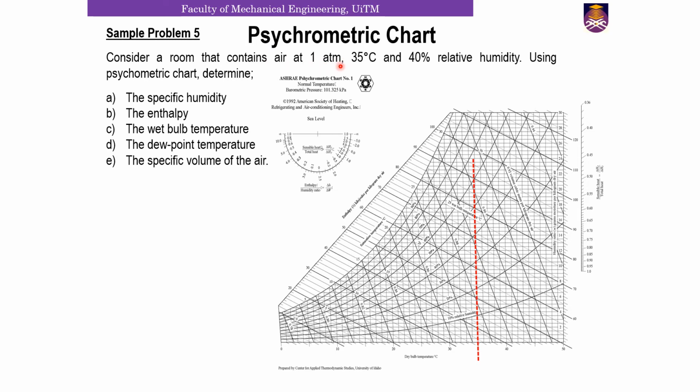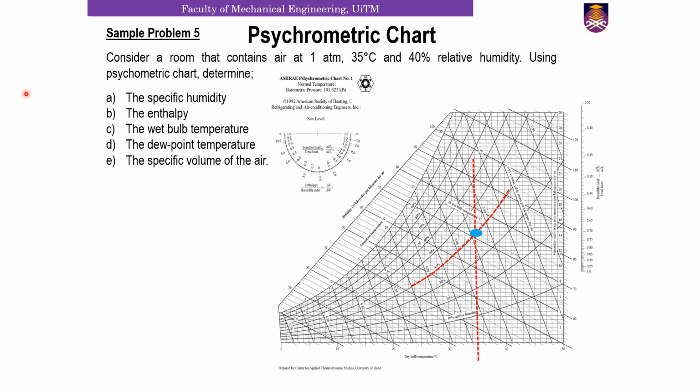Then we find our relative humidity, 40%. These are the relative humidity lines. 10% is here, 20, 30, 40. This is the line that represents 40% relative humidity. That will give you an intersection point here. That is your intersection point, as shown by the blue dot there.